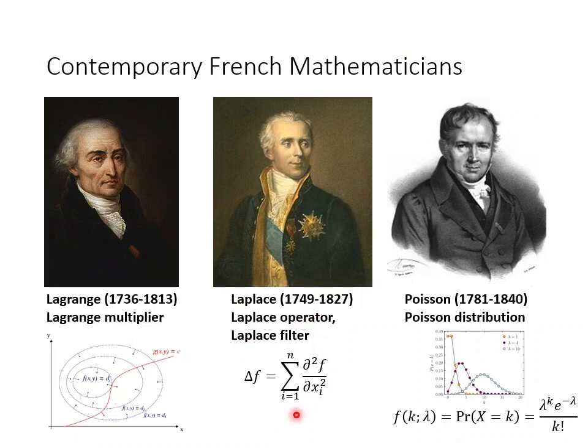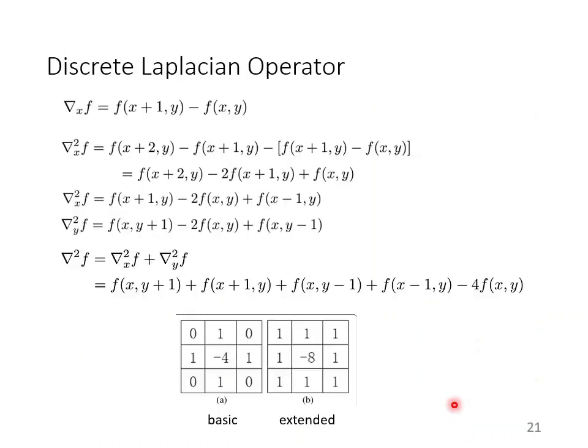This is the definition for the Laplace operator. And Poisson is famous for the Poisson distribution. This is the equation for the Poisson distribution. So among the three mathematicians, Laplace's research is most close to yours. So let's take a look at the discrete Laplacian operators.